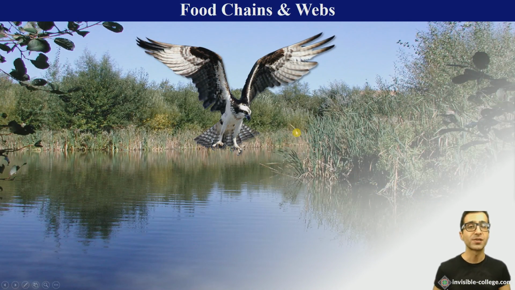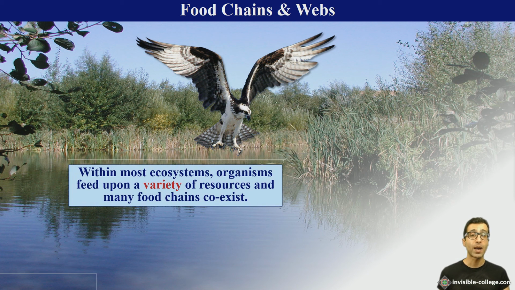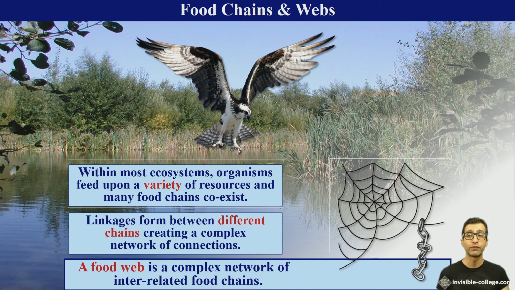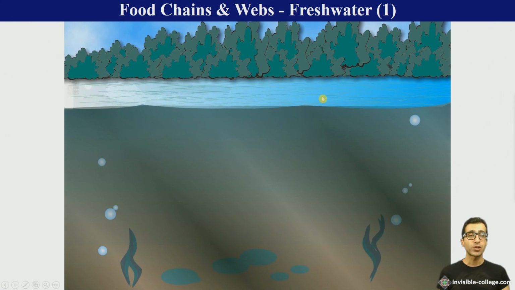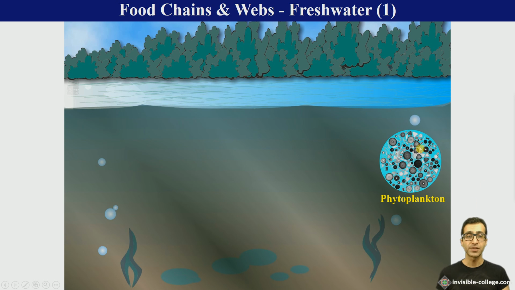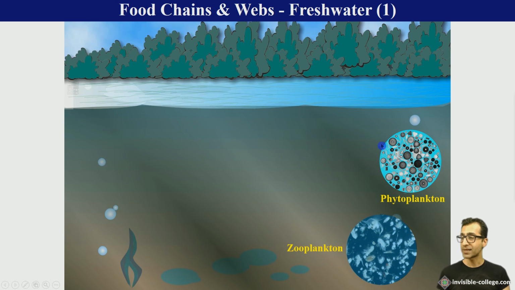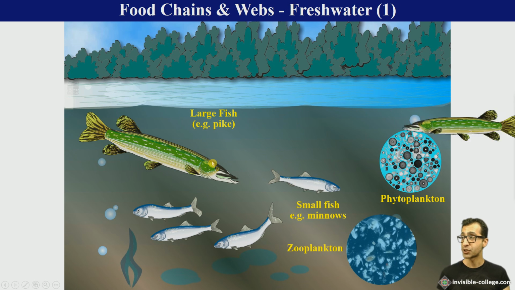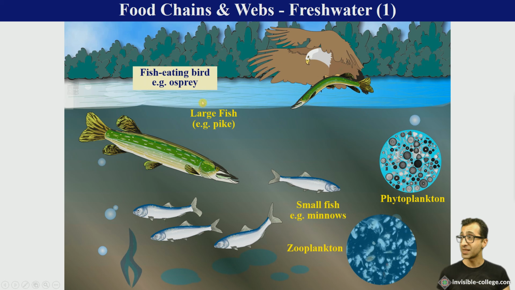So within most ecosystems, organisms will feed upon a variety of resources, and for this reason, many food chains will link together and coexist to form food webs. Linkages between these linear food chains create complicated networks of connections, and these are what we call food webs. So let's look at an example of this. We start with phytoplankton, and then zooplankton, small fish such as minnows, which are eaten by larger fish such as pikes, which can then be eaten by fish-eating birds such as ospreys.